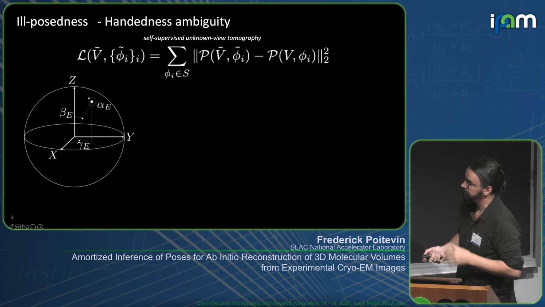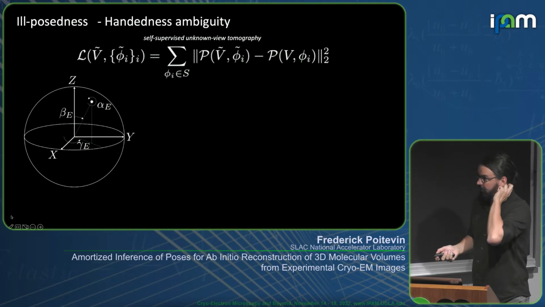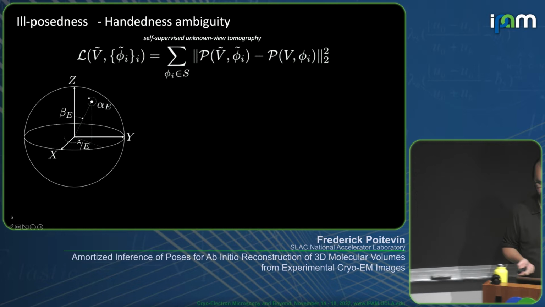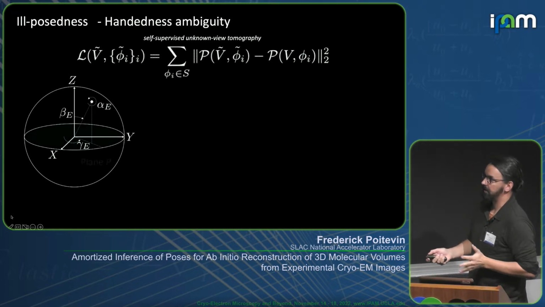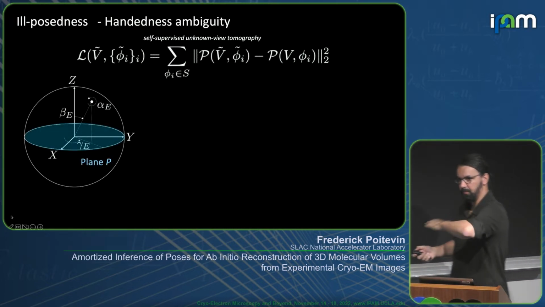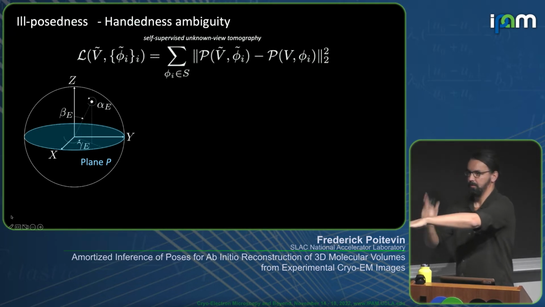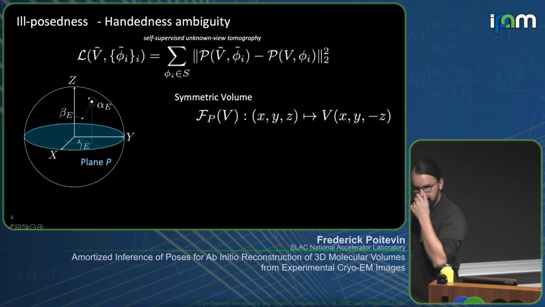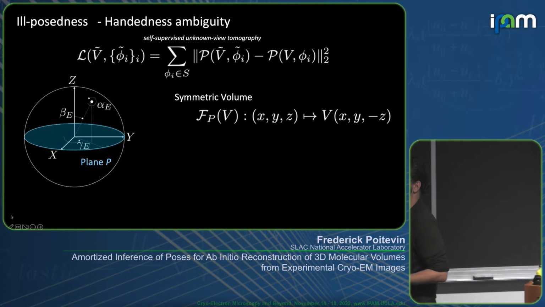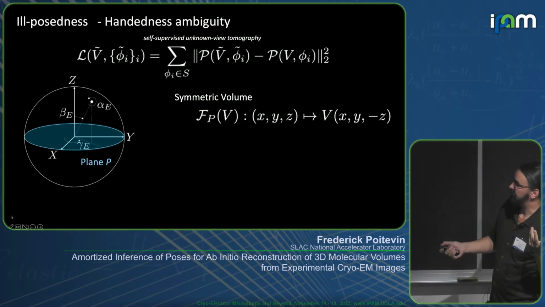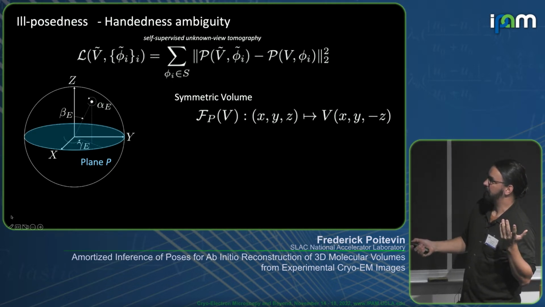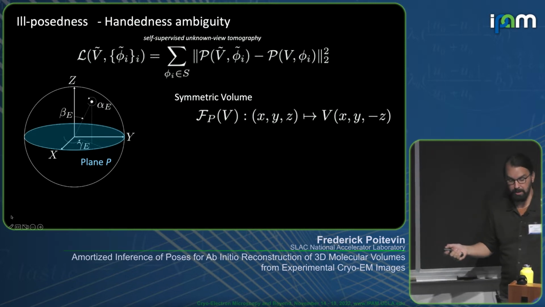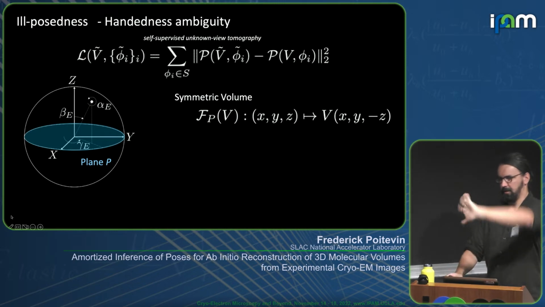To be a bit more specific, I will need to define some things. Let's talk about Euler angles. Say we have oriented our space and we have a plane P in x, y, and the normal to it is z. I need to define what a symmetric volume with respect to P is. It's pretty intuitive: if my volume is V of x, y, z, the symmetric volume is V of x, y, minus z. It's like my hands.